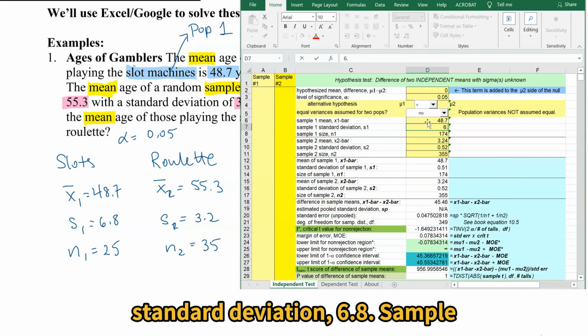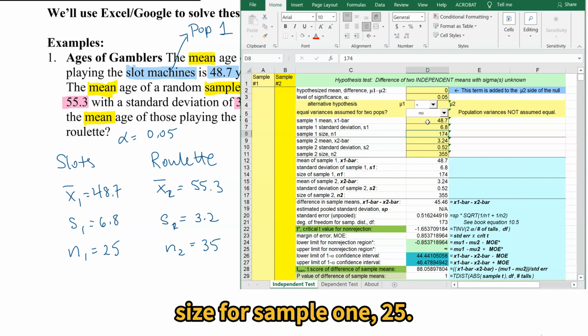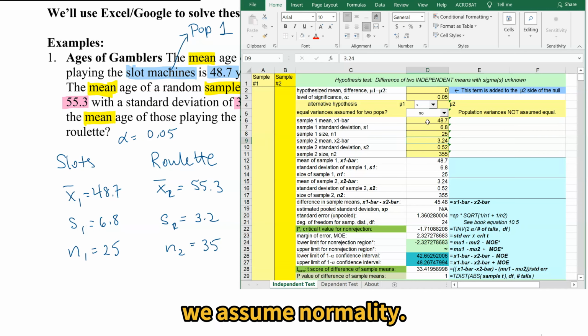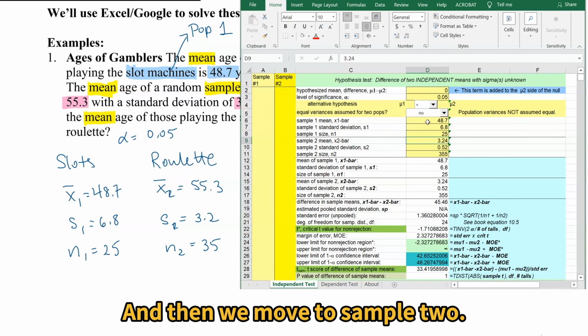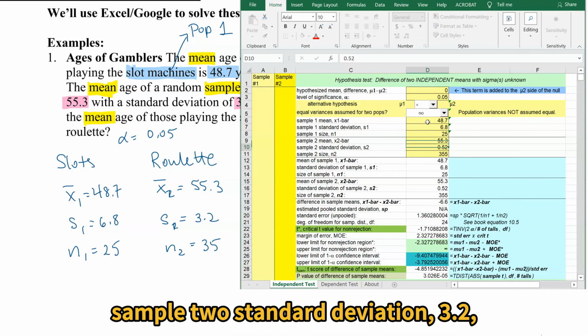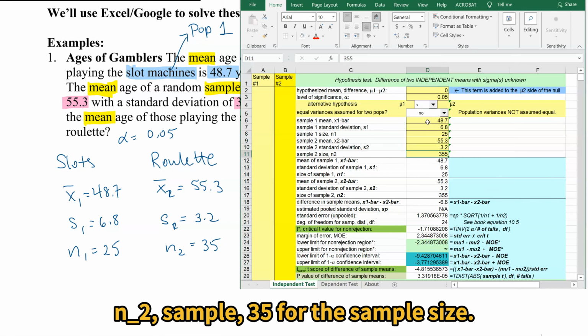Standard deviation 6.8. Sample size for sample 1, 25. And because that n is less than 30, we assume normality. And then we move to sample 2. The sample 2 mean 55.3. Sample 2 standard deviation 3.2. N2 sample 35 for the sample size.